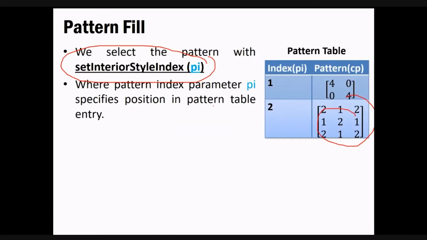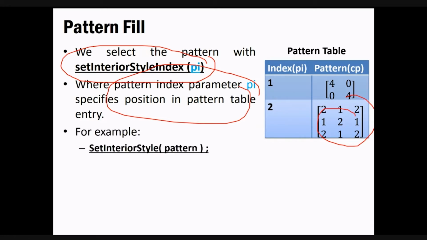Okay, so that is what you can do, where the pattern index parameter is pi, which specifies the position in the pattern table entry. Each value that you give links that thing with the readily available pattern in the library. For example, we have these two things. First of all, you are going to choose one thing out of solid, hollow or pattern. You'll be giving one parameter, this pattern. Okay, now if you want pattern, then which kind of pattern you want to display.